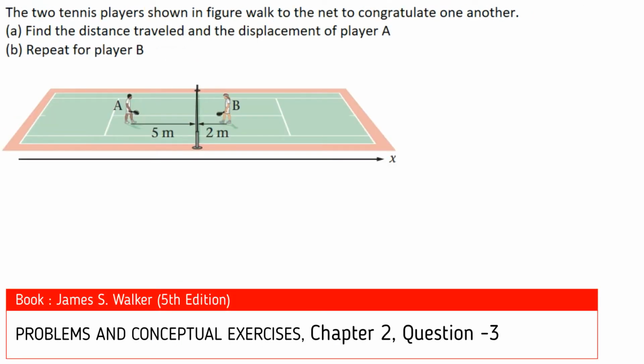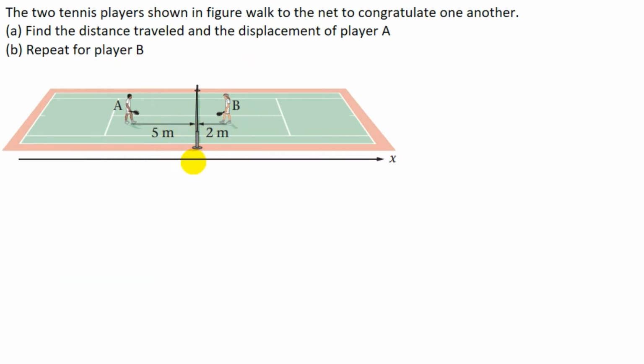Now here in this question we are given that two tennis players, as you can see in this figure, walk to the net, this is the net, to congratulate each other. Now there are two parts in this question that we need to solve. In the A part, we have to find the distance traveled and the displacement of player A. So this is player A. Now before this, let me explain that this is our positive x direction. This is a coordinate system. So this direction would be positive and this direction would be negative. Now we can solve the A part.